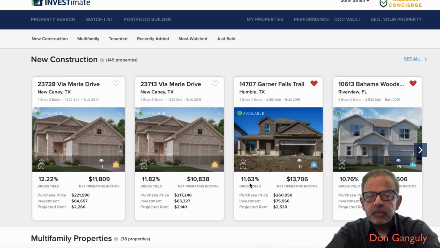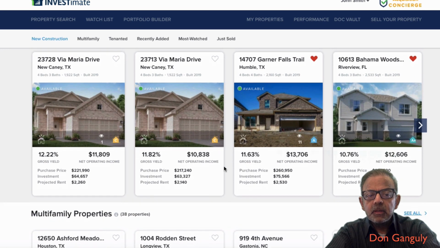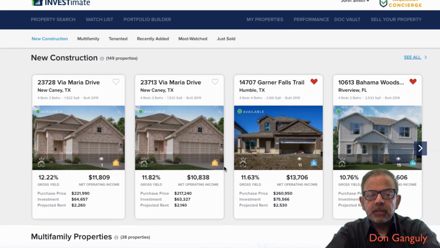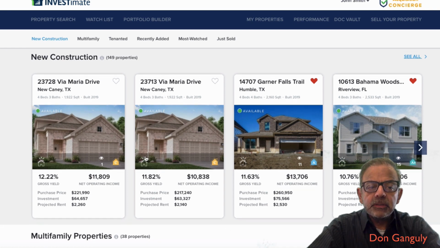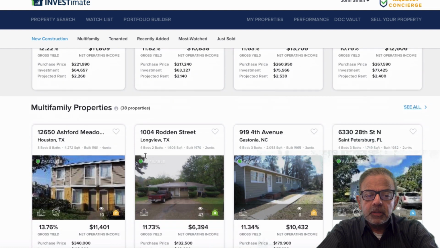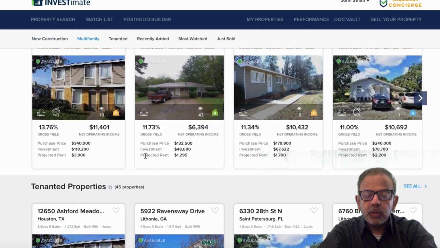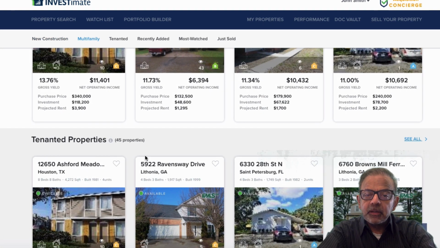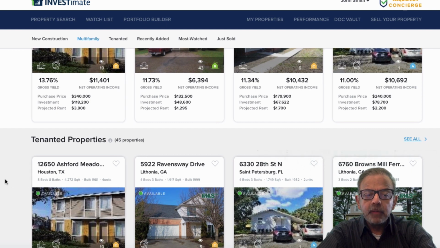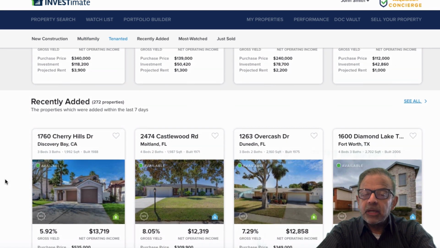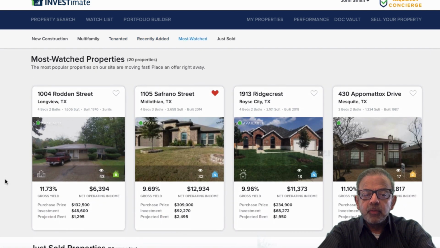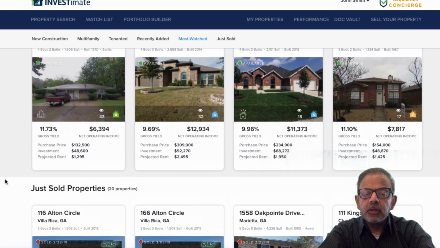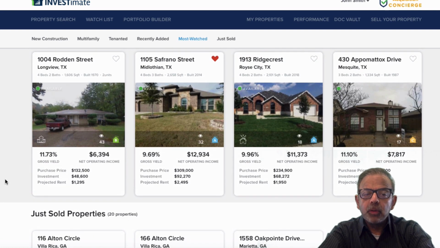Hi, this is Don, and today I want to take you through some of the search functions on INVESTimate. If you look at this screen, you can see that you can search by a bunch of different categories. You can search on new construction, you can search on multifamily properties, there's 1 to 4 units. There are properties that are tenanted, so these are ready to go day one. There are properties that are recently added, so if you're looking for recency, stuff that's just been out there. And these are the most watched properties, so you can take a look at what other people are looking at so you know what's hot.